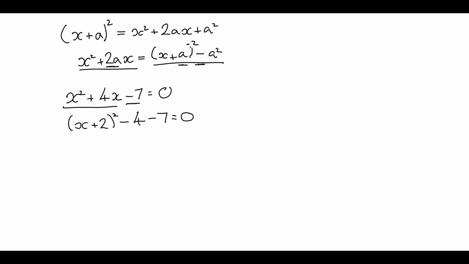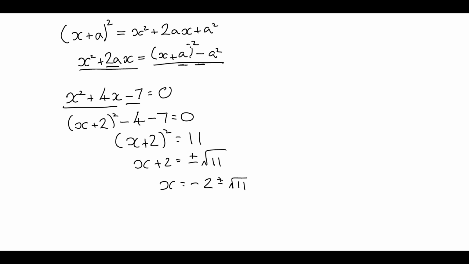So all we've done so far is rewrite out the expression. So now we're going to simplify it. We're going to get the bracket with the squared on its own. So we're going to have x plus 2 squared equals 11, taking the 4 and 7 to the other side. And now we're going to square root to get rid of that squaring. So we've got x plus 2, and we'll do this every time, equals plus or minus the square root of 11. So now we're going to take the positive 2 to the other side, and it's going to become a negative 2 by subtracting 2 from both sides: x equals minus 2 plus or minus the square root of 11.